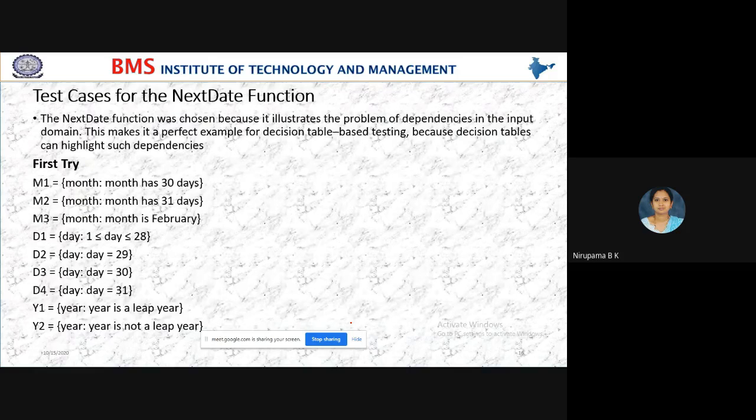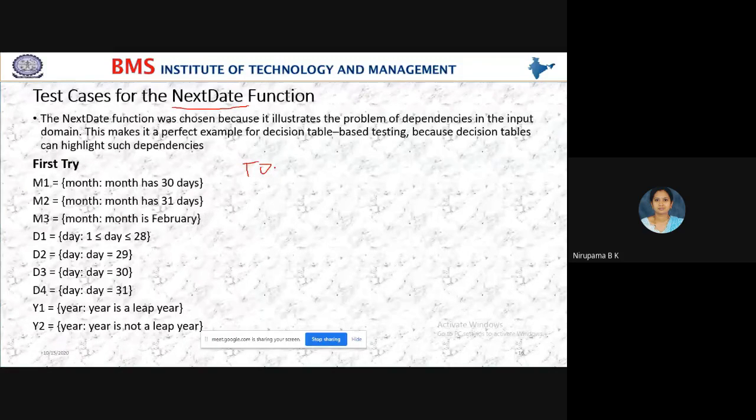So next we have the next problem statement, the most commonly used problem statement, that is the next day function. The next day function was chosen because it illustrates the problem of dependencies in the input domain. Yes, here we have dependencies, because in the next day problem, what are we checking? We are checking what is tomorrow.